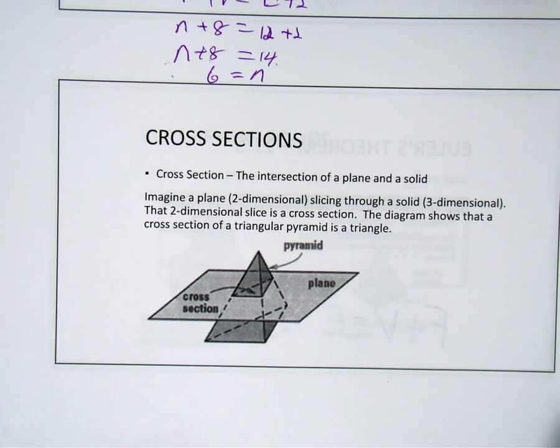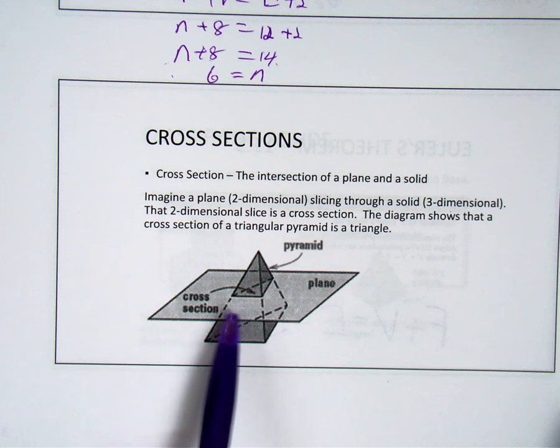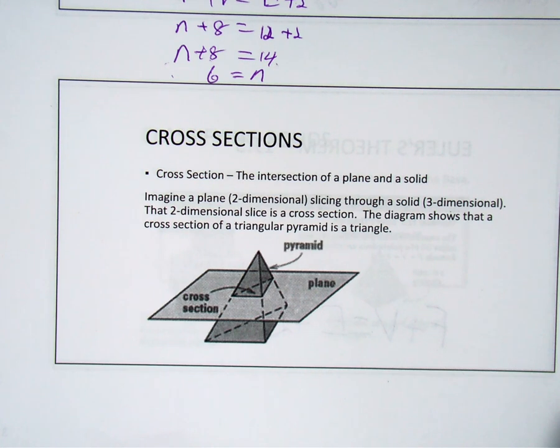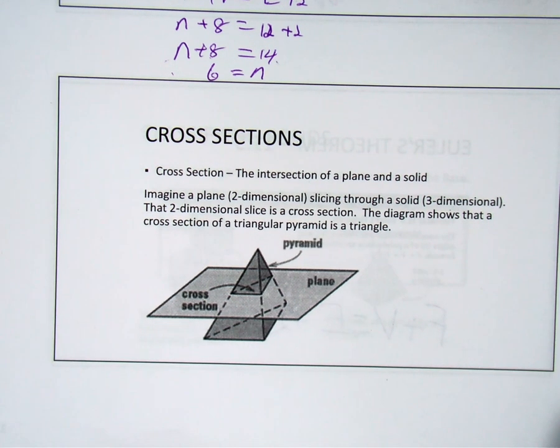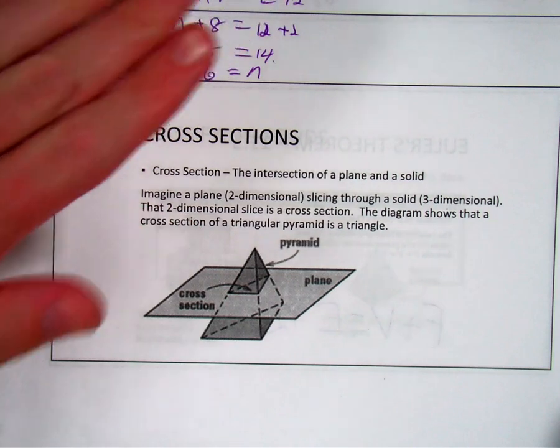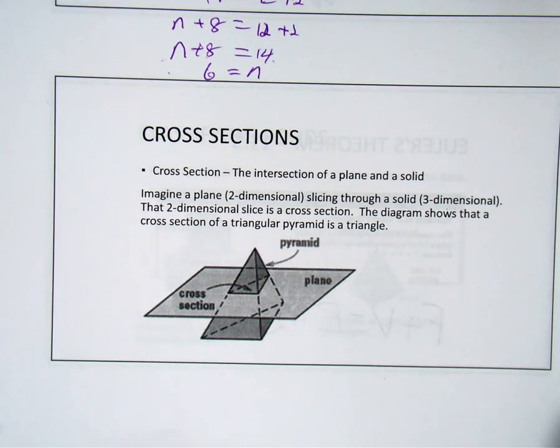Cross sections. A cross section is the intersection of a plane, a flat two-dimensional surface, and a solid. Okay? Imagine a plane, 2D, thin piece of paper, slicing through a solid three-dimensional figure shown below. That two-dimensional slice of your solid figure is called a cross section. The diagram shows a cross section of a triangular pyramid, and that cross section through there is going to be a triangle. Okay, that little slice right there is going to be a triangle.